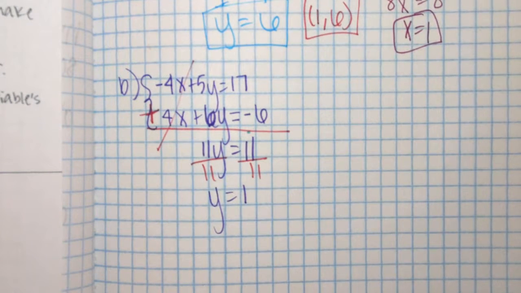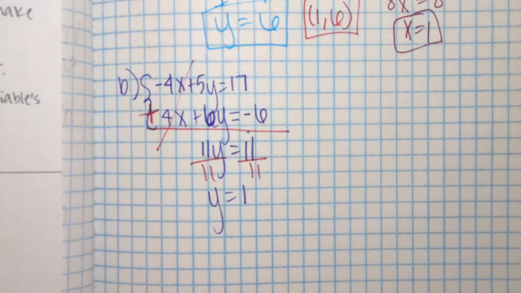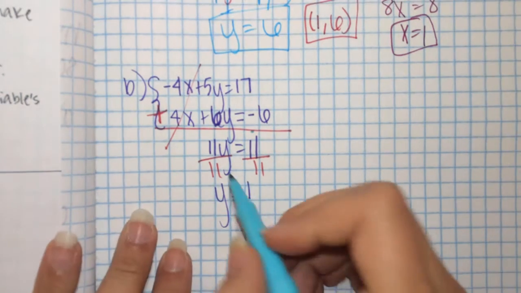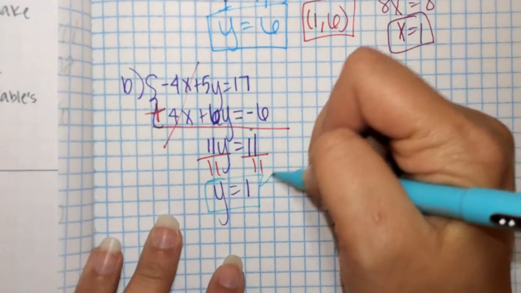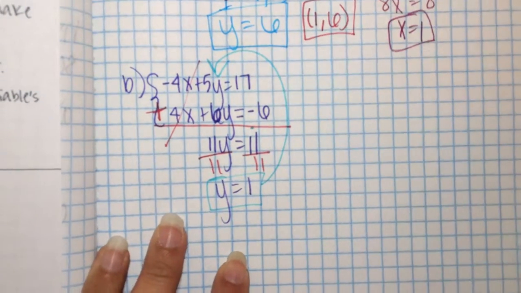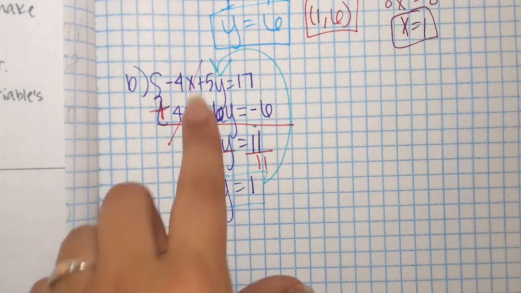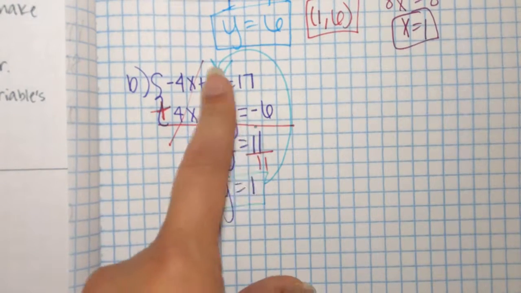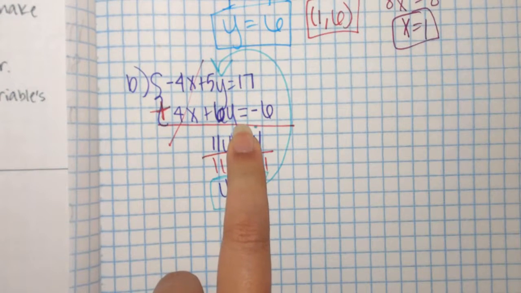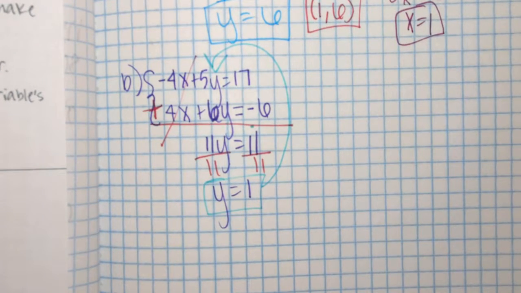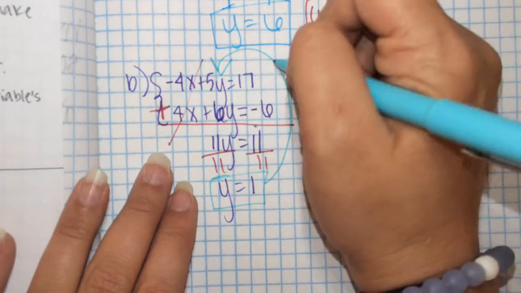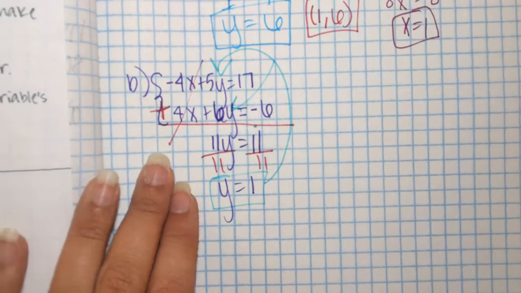How do we get x? Plug it in. We've got to plug it in. So we take this y and we're going to plug it back in. Now, does it matter which one we plug it into? No, it does not matter. Let's plug it into the bottom just to prove it. Let's do it. Let's go crazy.